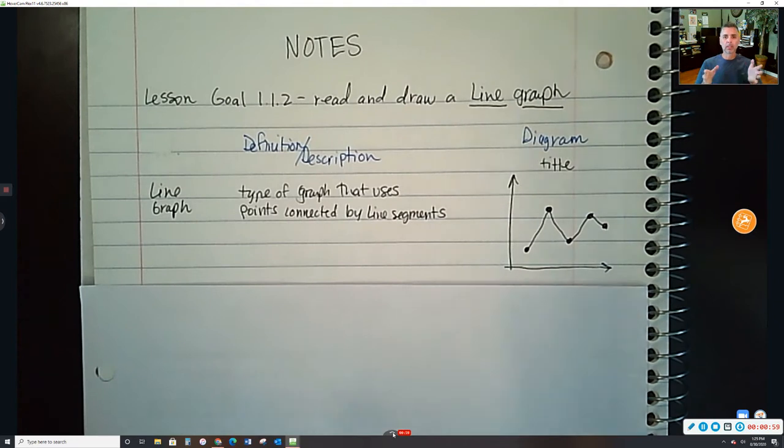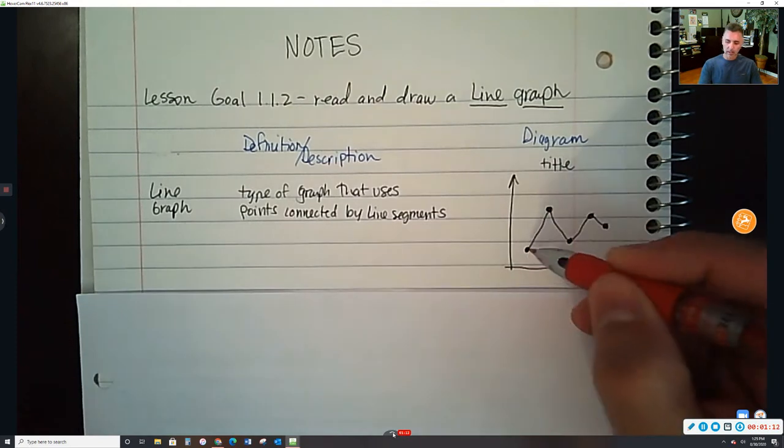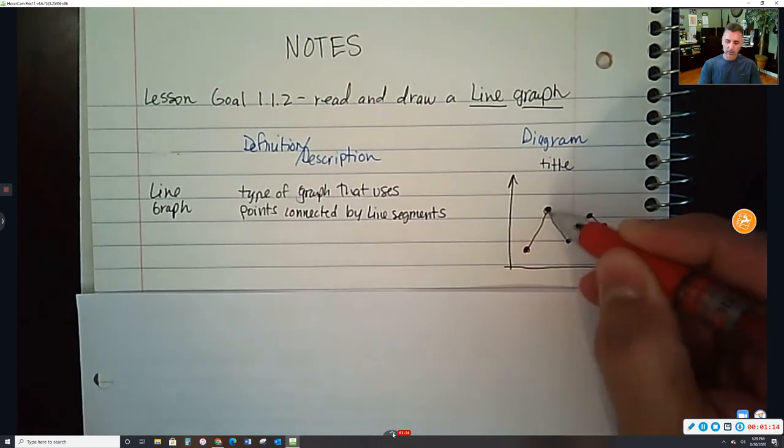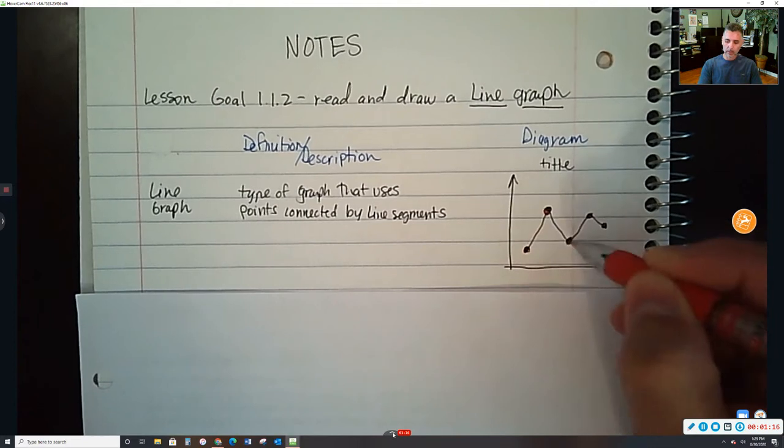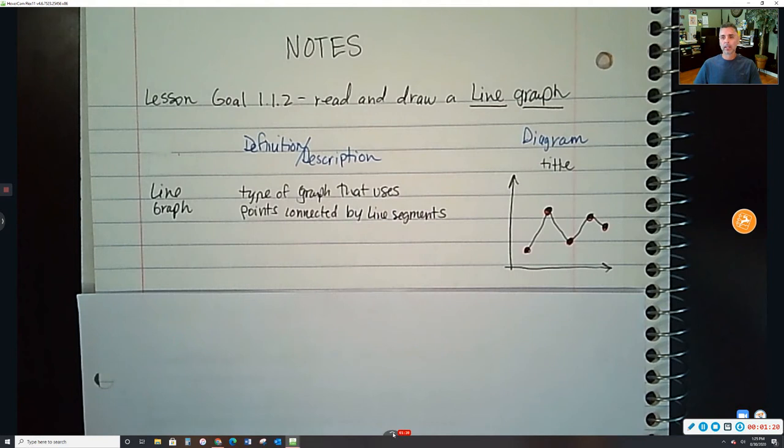This is the only definition we have here. That's the definition of a line graph. It's basically a type of graph that uses points connected by line segments. So here we see the points, right? And then they're connected by line segments. These line segments, okay? Pretty straightforward.